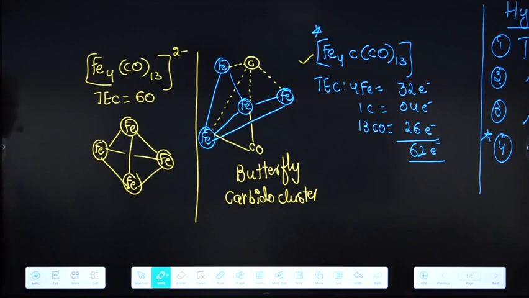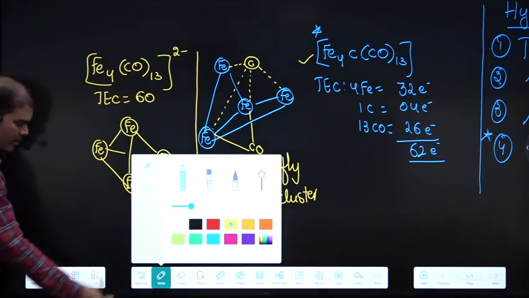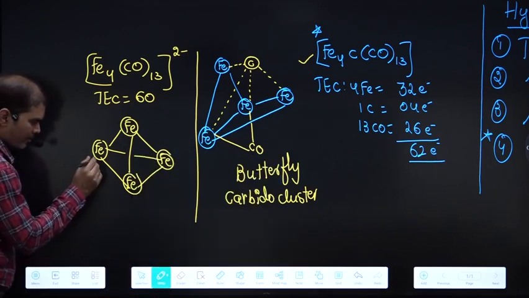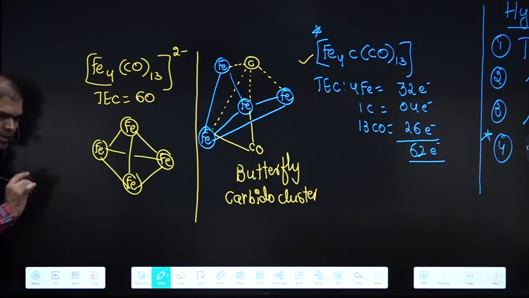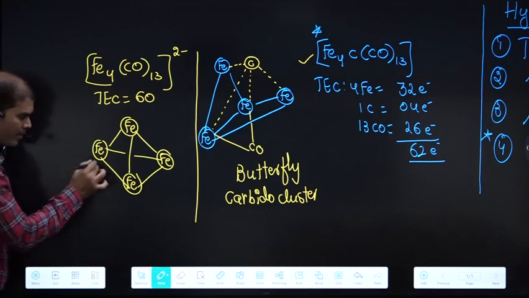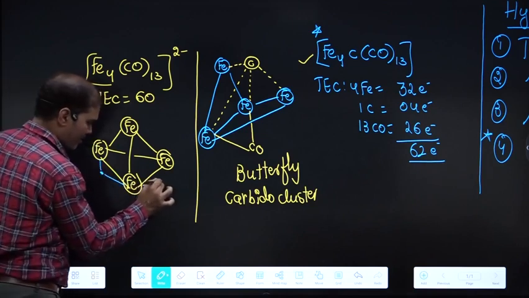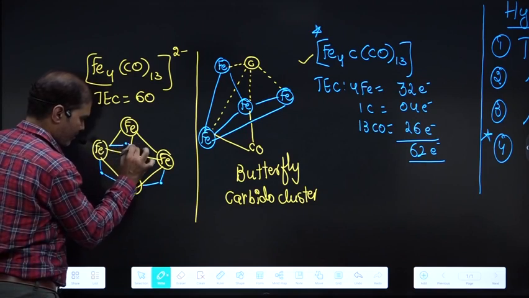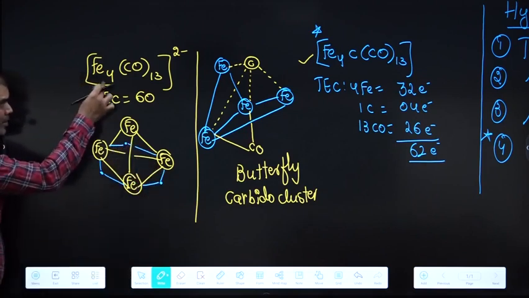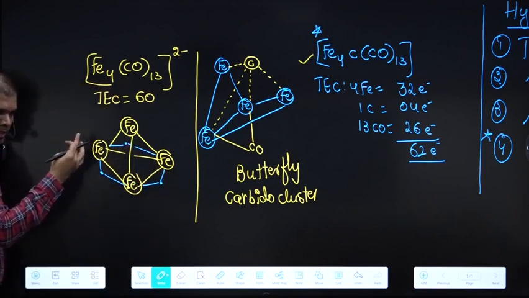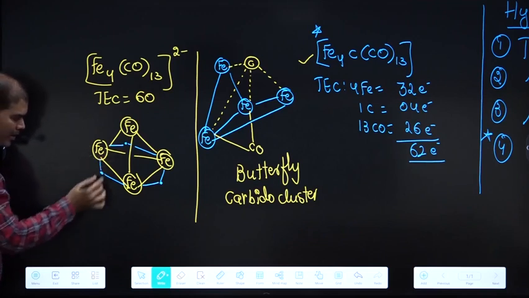In one of the previous exam questions, it was asked how many bridging carbonyls are present in it. Any answer? Anyone? How many bridging carbonyls? So do you remember the structure of Co4CO12? How many bridging carbonyls were there? 3 bridging carbonyls. This is almost similar to that Co4CO12. Instead, we are putting Fe4CO13.